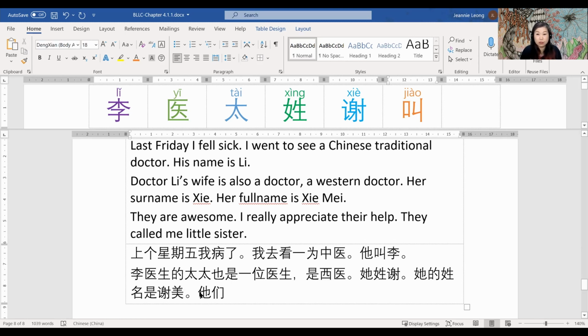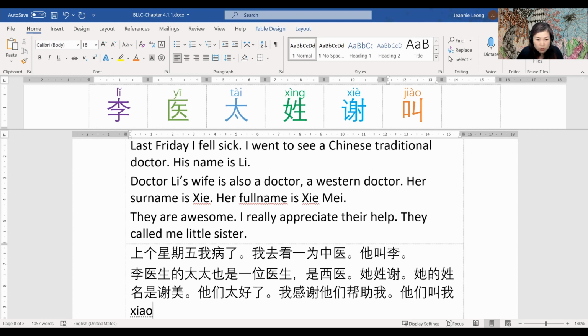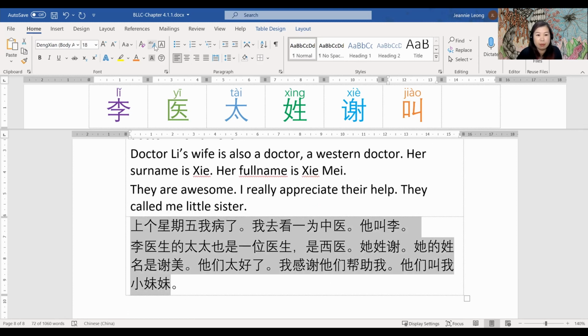They is 他们. They're not just good, very good, they're awesomely good. So 太好了. I really appreciate their help. 我感谢他们帮助我. Again, I don't know if the 帮助 is spelled correctly with the right characters. I'm just going with the sound. 我感谢他们帮助我。他们叫我小妹妹, little sister, 妹妹. Okay, let's put on the pinyin and read it back.